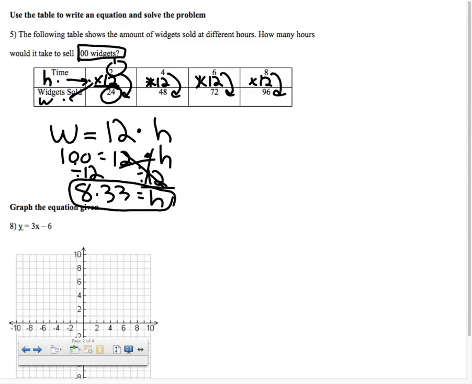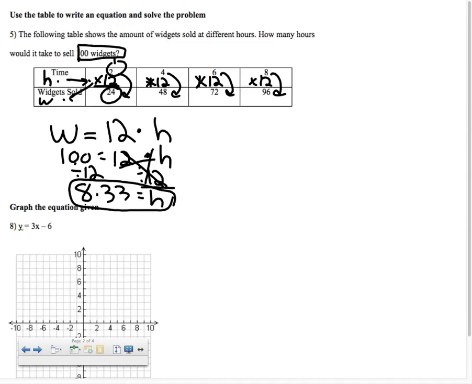So when you have a word problem like this, you have to not only make the table, or not only make the equation rather, you have to use your equation to find that missing value. In this case, the missing value was trying to find h.